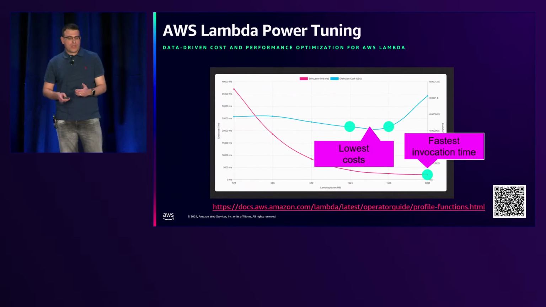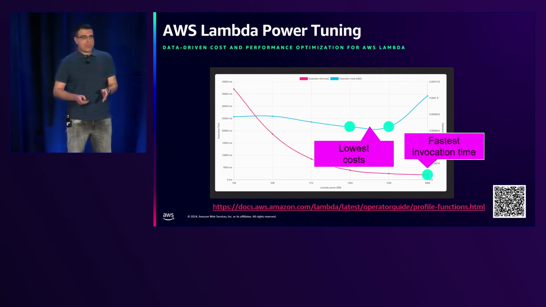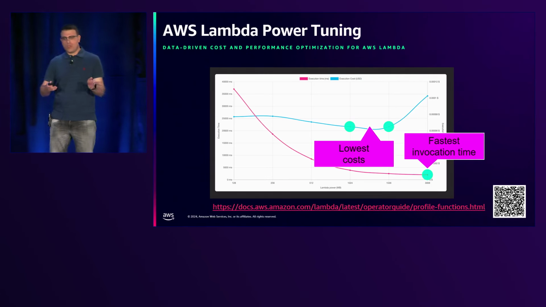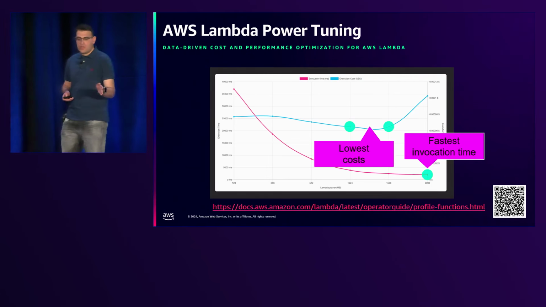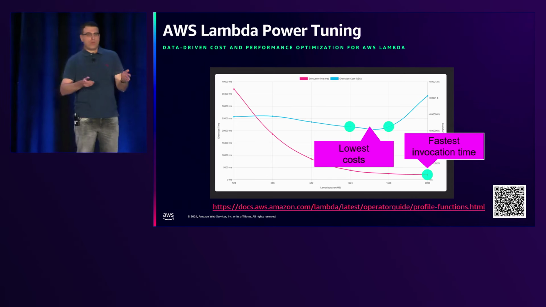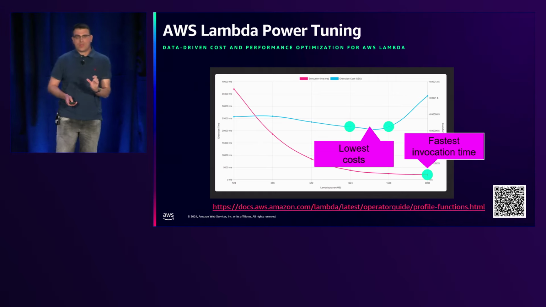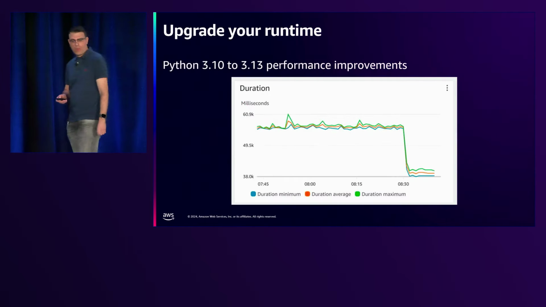And Lambda power tuning is, again, an open source tool that spins up a step function that invokes your Lambda function across multiple configurations and generates this lovely graph where you can see the fastest invocation time and the lowest cost. And then you can choose whatever ratio makes more sense to you.